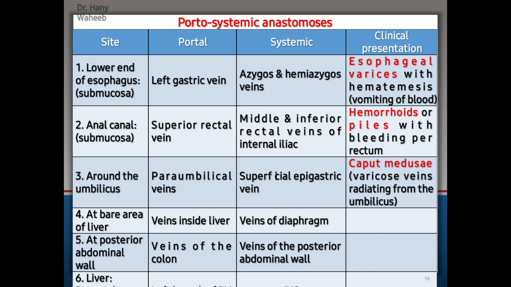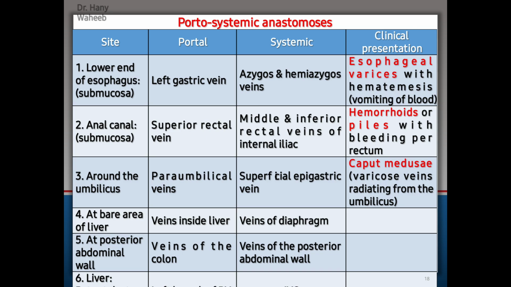The third major site is around the umbilicus, between the para-umbilical veins, portal, which terminate into the left branch of the portal vein, and the superficial epigastric vein, systemic, veins of the anterior abdominal wall. If the anastomosis in these sites becomes engorged with blood, it will form caput medusae. Caput medusae is the head of Medusa, the Greek historical god, Medusa. Varicose veins radiate from the umbilicus like snakes around the umbilicus. So it is called caput medusae, varicose veins radiating from the umbilicus.